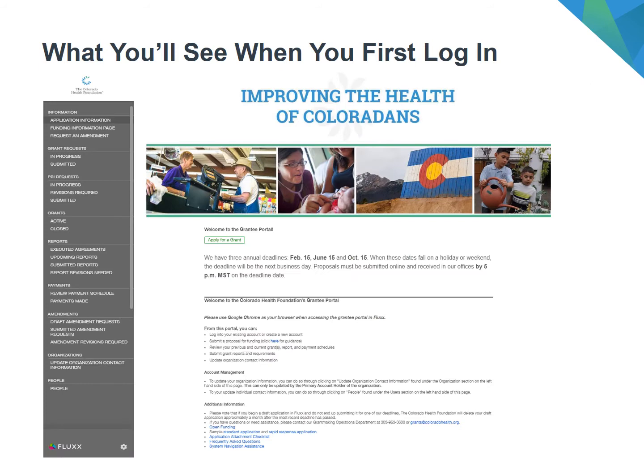When you first log into our grants management system, here's the screen that you will see. Let's take a moment to walk through the available options. The left side of the screen provides a menu of options, and here you can find information about the application process. You'll visit the section called Grant Request to see both in-progress and submitted applications that are associated with your account. You'll also be able to look at both active and closed grants.